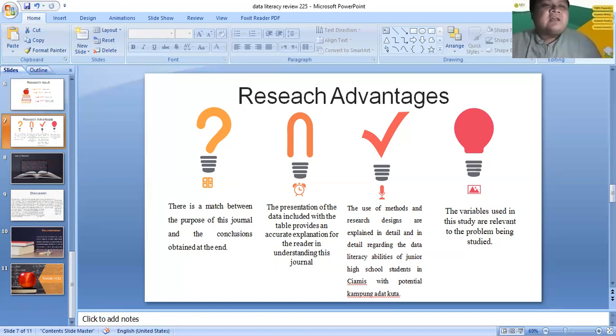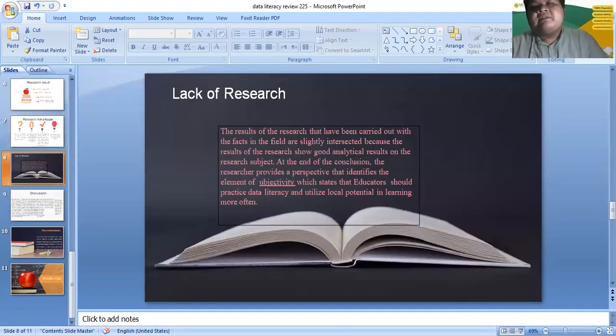Okay, next, the point of lack of research and discussion and so on will be presented by my friend again, Mas Willy. Okay. Thank you so much, Mas Haris Novalia.